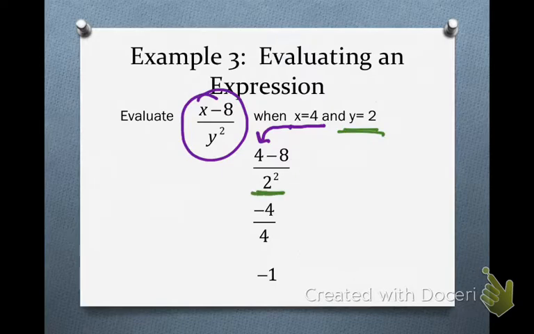So then we're going to follow PEMDAS. 4 minus 8, so we get a negative 4 on the top of our equation. And then 2 squared is 4. And then if I take negative 4 divided by 4, I get a negative 1 because I have opposite signs. Therefore, my final answer should be a negative.